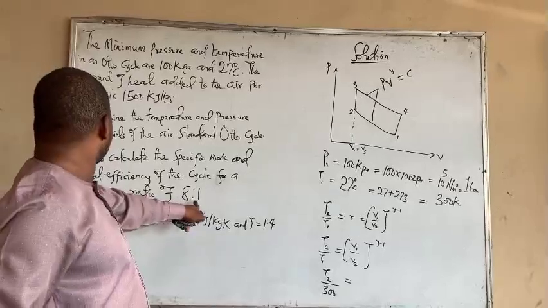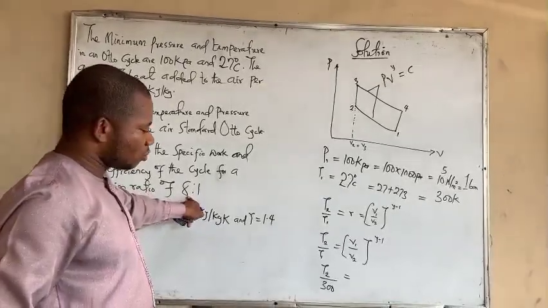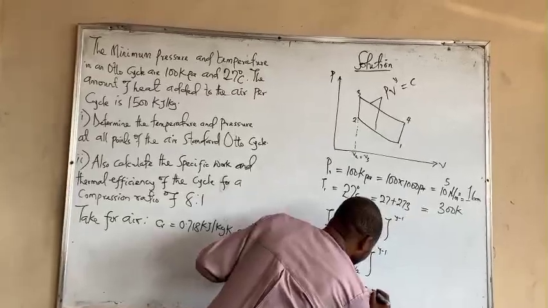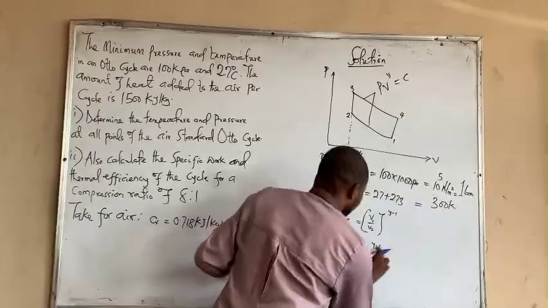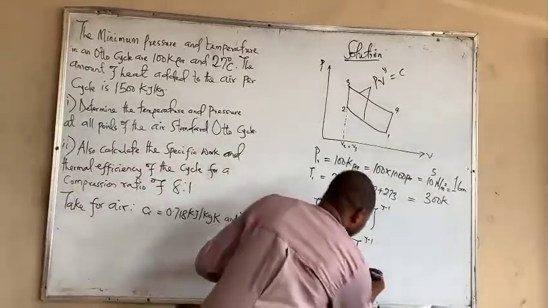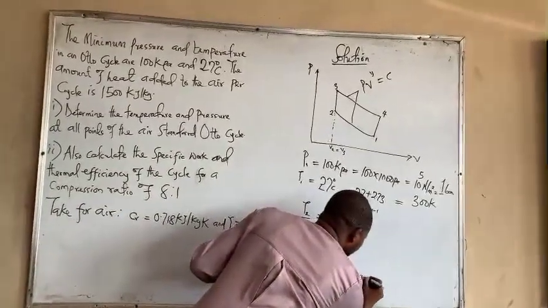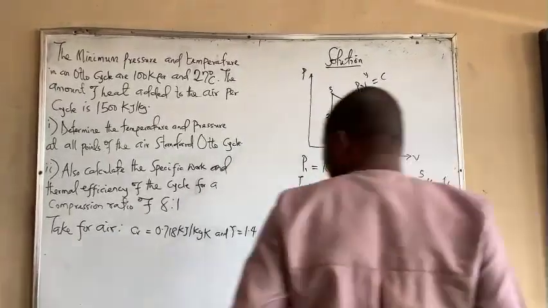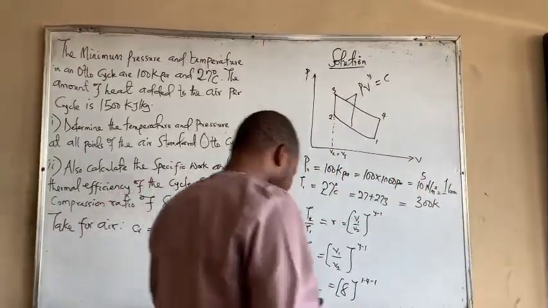The compression ratio is 8 over 1, which is 8. 8 divided by 1 will give you 8. So we have 8 all over. Our gamma here is from the equation 1.4, and that is 1.4 minus 1. Okay? So this is what we're going to be having.